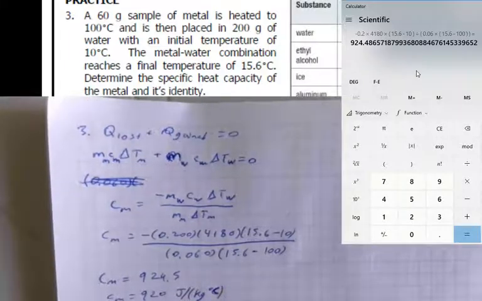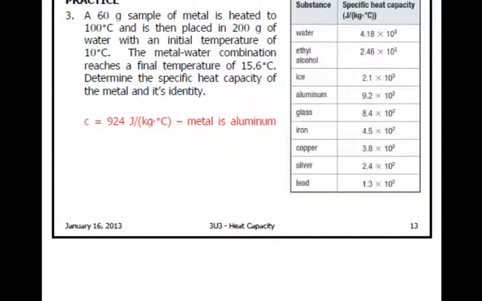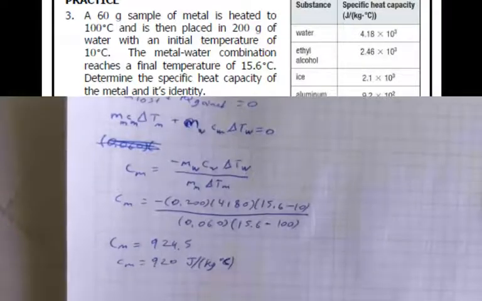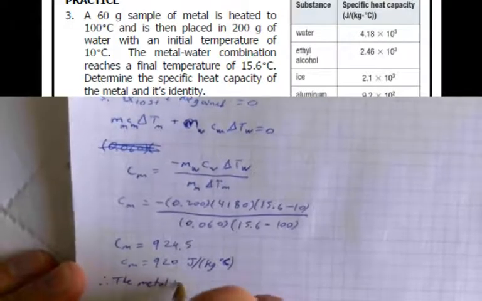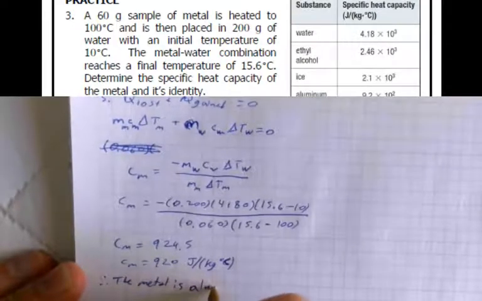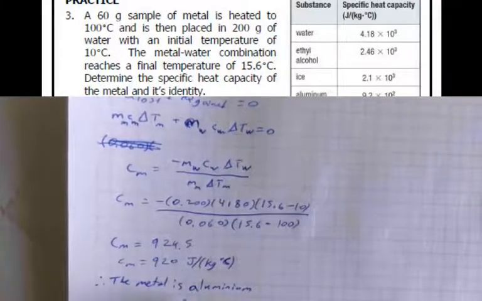And now I'm going to move the calculator and the paper out of the way, because we need to see what type of metal this is. So 924 is closest to aluminum. So we can then say, because aluminum is 9.2 times 10 to the 2, which is 920. Therefore, the metal is aluminum. And that is our answer.